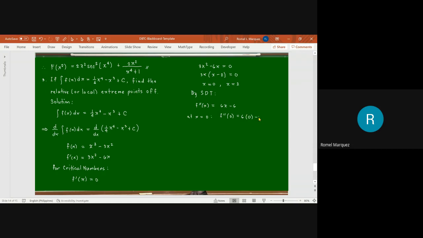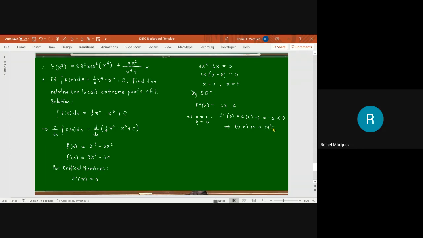Okay? But by the way, what is the corresponding value of y? When x is 0, what is y in the function? That is f of 0. 0 cubed minus 3 times 0 squared. So that is 0. So we have 0, 0 is a relative minimum point. Oh, sorry. Relative maximum point. Am I right, guys? Yes. If the second derivative is negative, we get a relative maximum point.